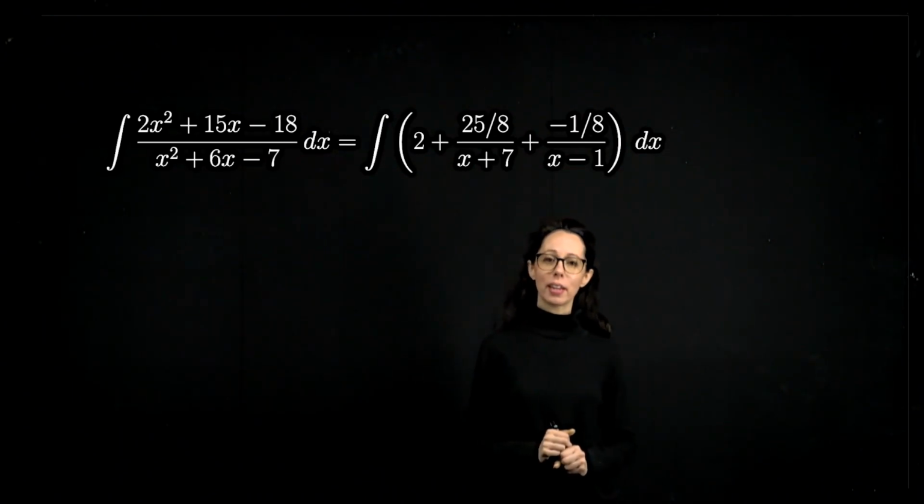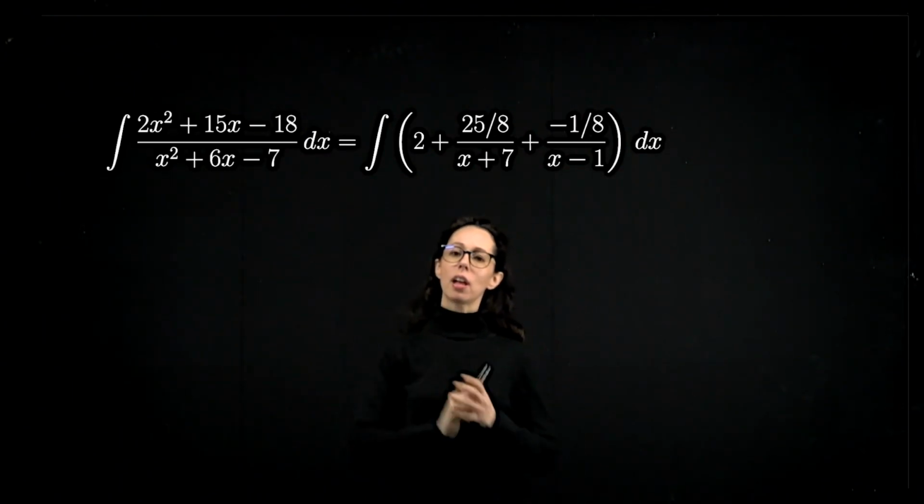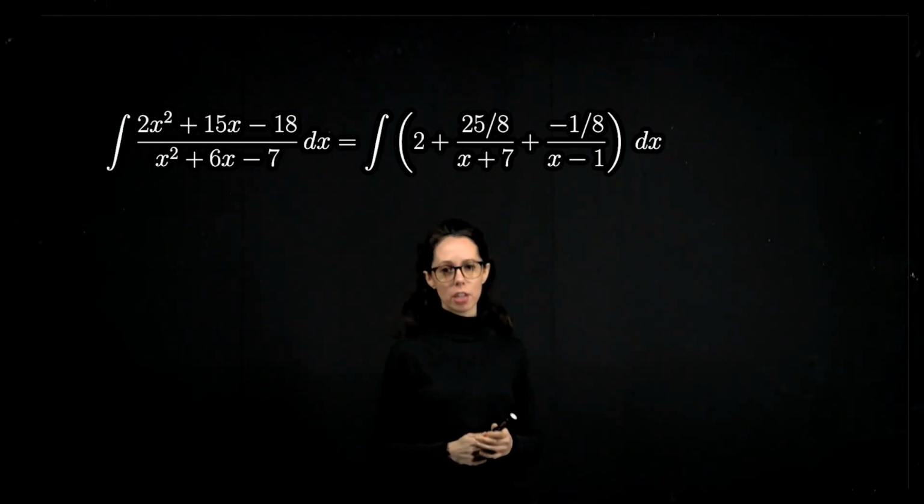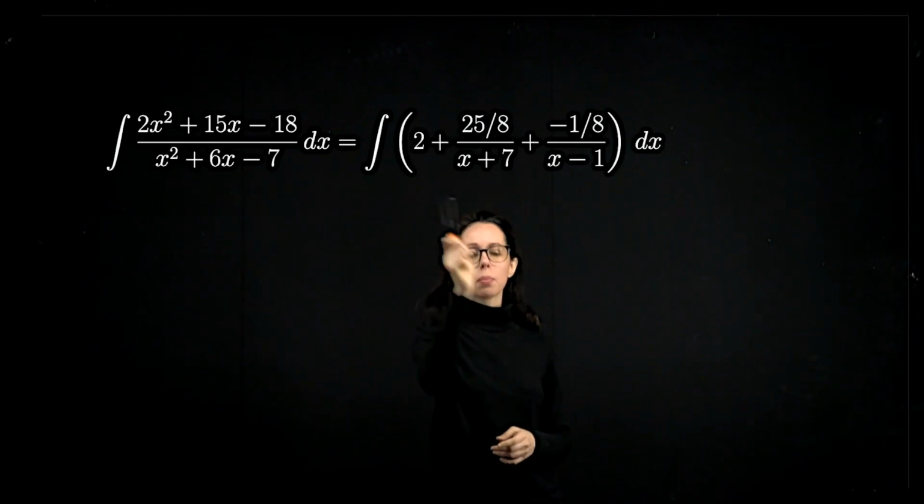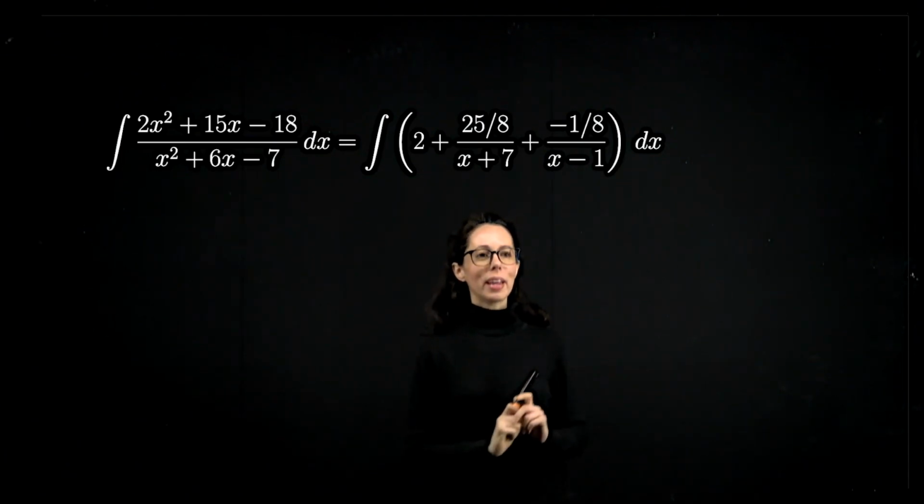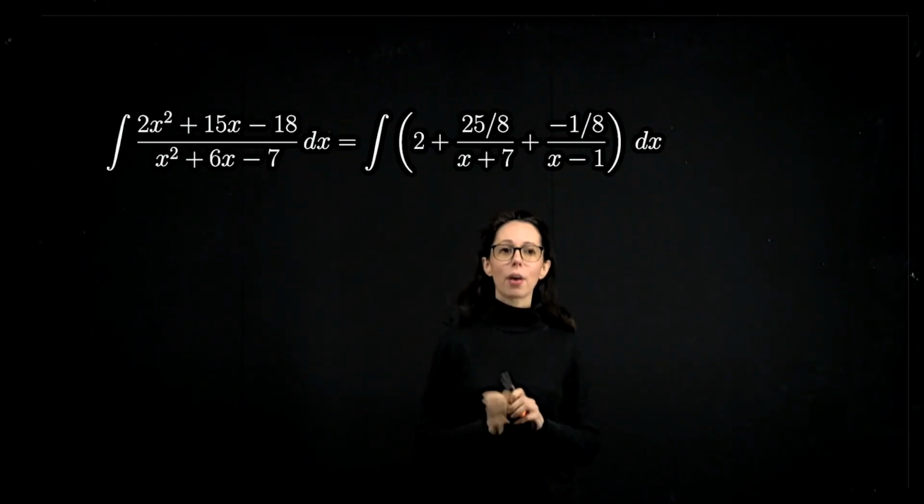Thanks to all the work we've done, if we wanted to do the indefinite integral of the rational function that we started with, we can now just anti-differentiate term by term the quantities 2 plus 25 over 8 over x plus 7 plus negative 1/8 over x minus 1. Each of these is ready to go.